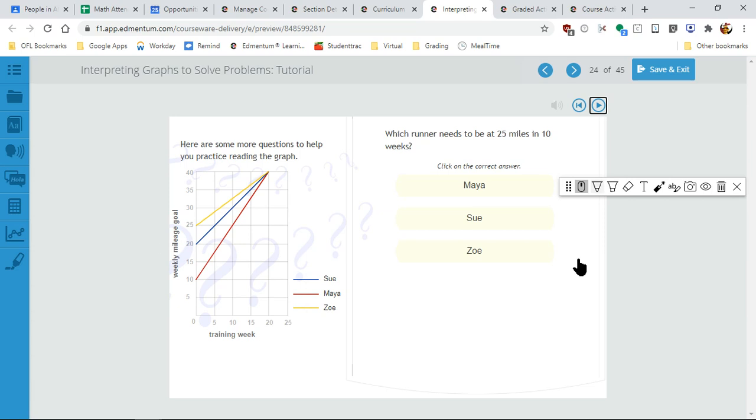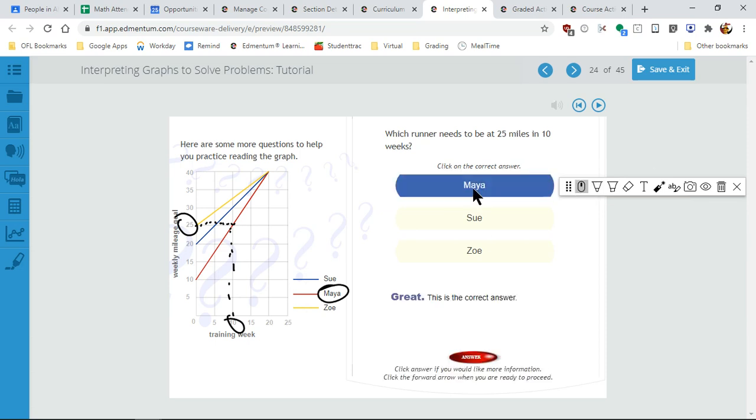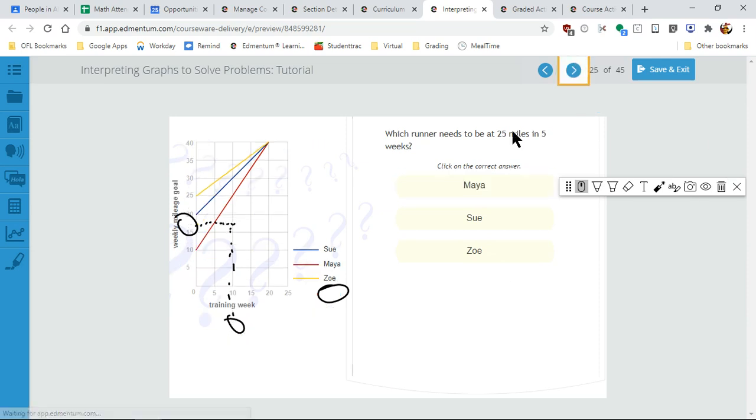So we can do it either way. We can either go from the 25 miles or we can do the 10 weeks. It doesn't matter because we'll end up lining up with the red runner, which is Maya. So that's all we're doing here. Nice and simple. They're really easing us into graphs here in Algebra 2. So it's nice and easy, guys.